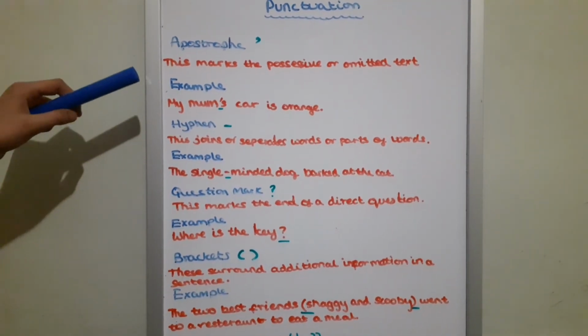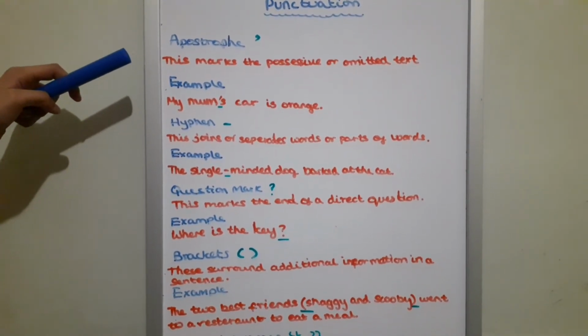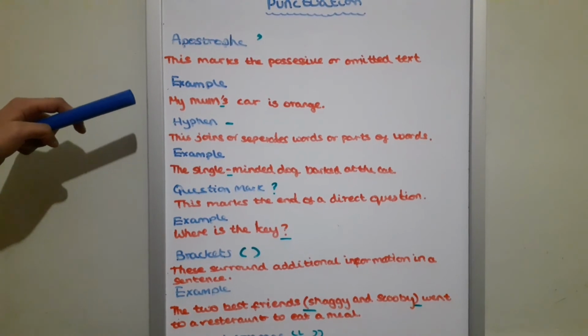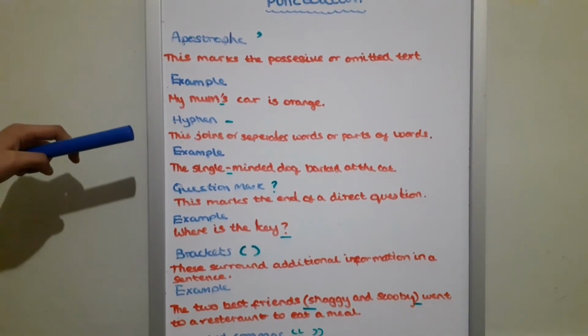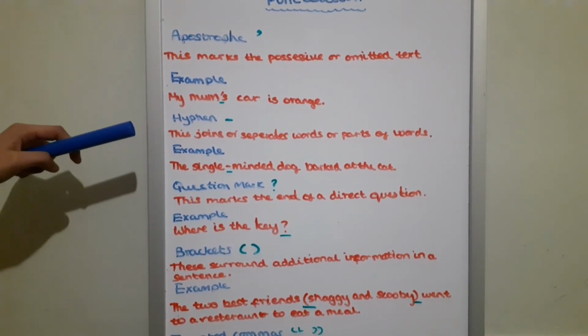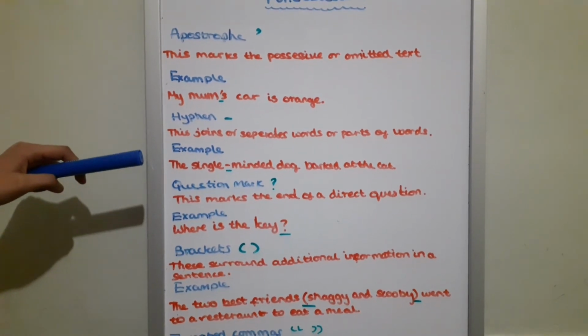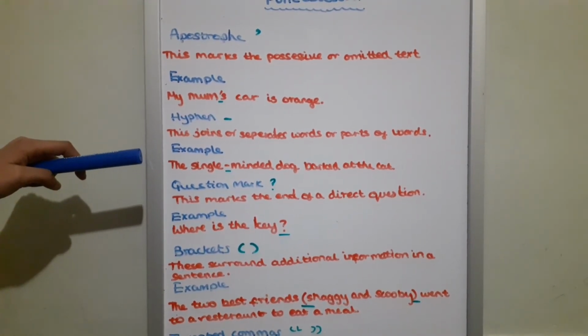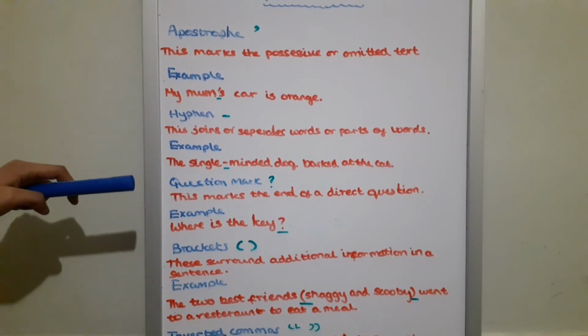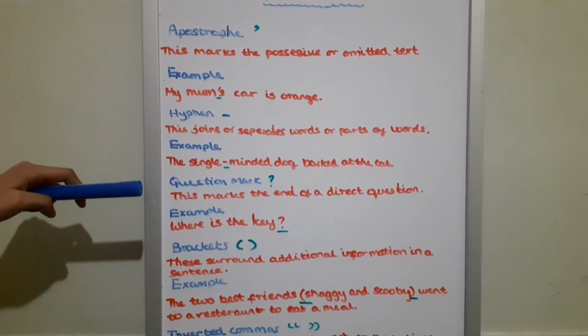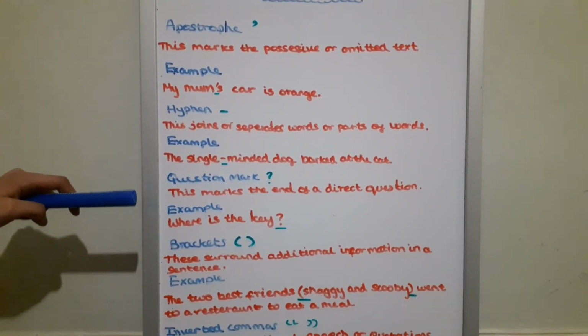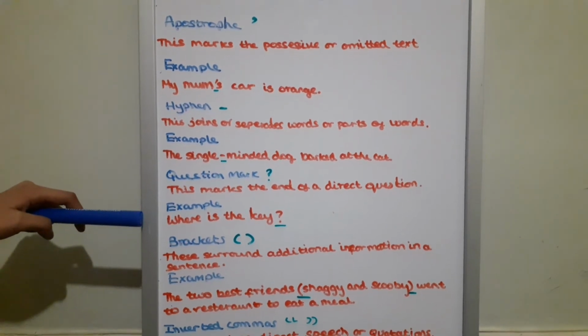Apostrophe. This marks the possessive or omitted text. Example, my mom's car is orange. Hyphen. This joins or separates words or parts of words. Example, the single-minded dog barked at the cat. Question mark. This marks the end of a direct question. Example, where is the key?